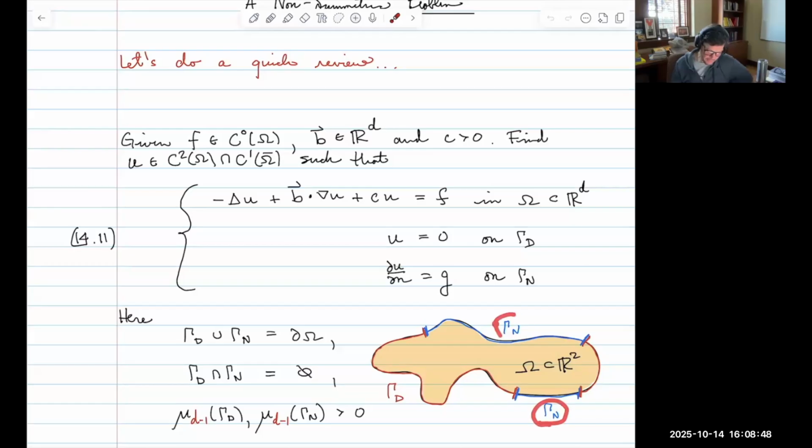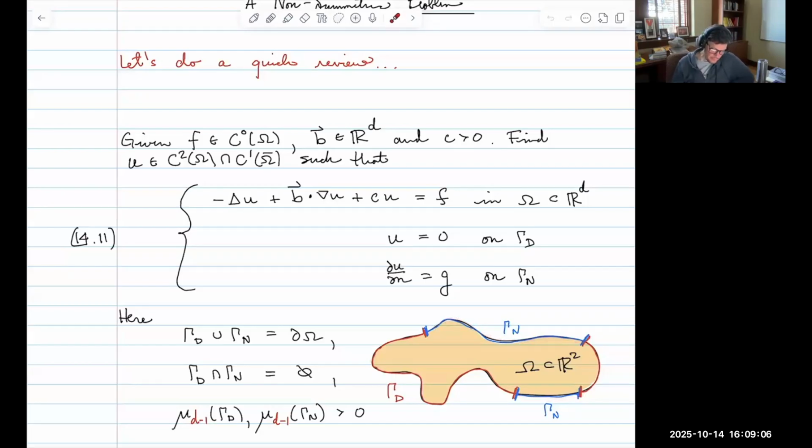this Neumann boundary. On the Neumann boundary, we're going to set the following boundary condition: the gradient of u dotted with n, also called the normal derivative, is equal to g. And that's only on this blue part of the boundary, here and here.